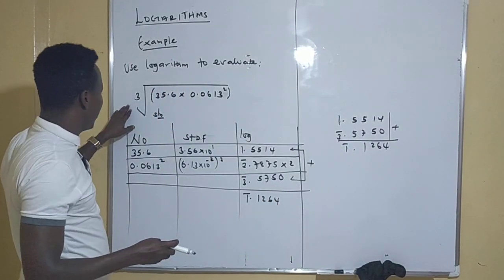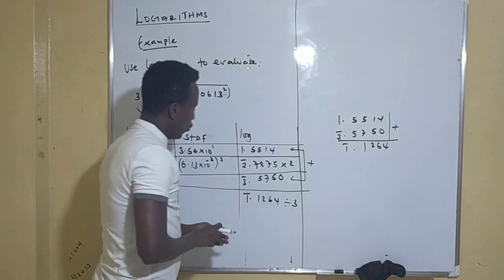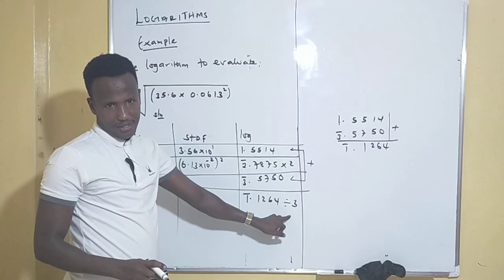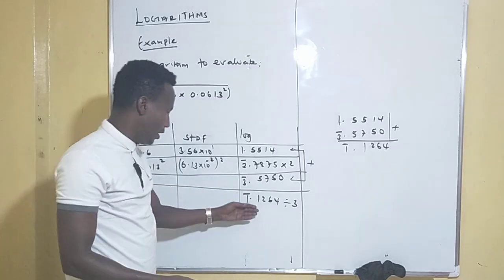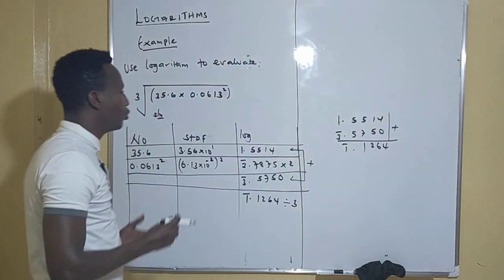Look here, we have 3 here. So this means divided by 3. We know that negative 1 is not divisible by 3. Yeah, and that's obvious, of course. Negative 1 is not divisible by 3. So you are going to make this negative 1 to be divisible by 3.